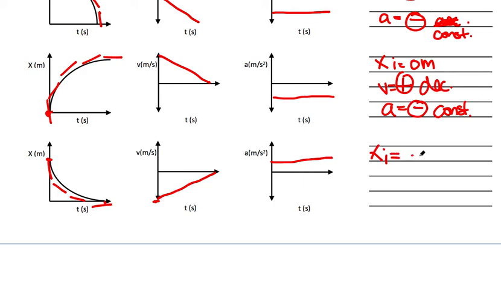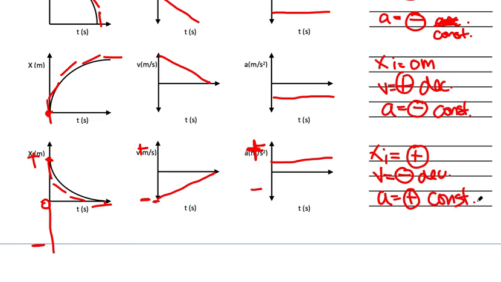Initial position, positive. How do I know that? Look over here, starts at a positive position. This would be 0, this is positive. If this extended down, that would be negative, okay? This is positive, this is negative. Positive, negative, and that's the same way with all these graphs. All right, our velocity is negative and decreasing. And our acceleration is positive and constant.